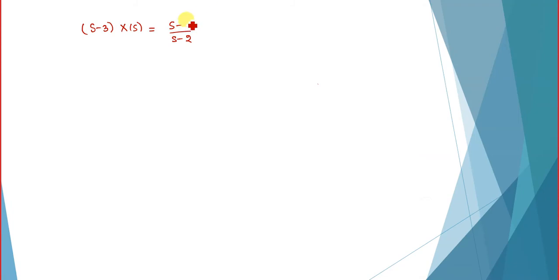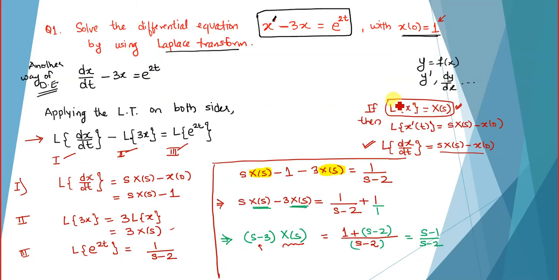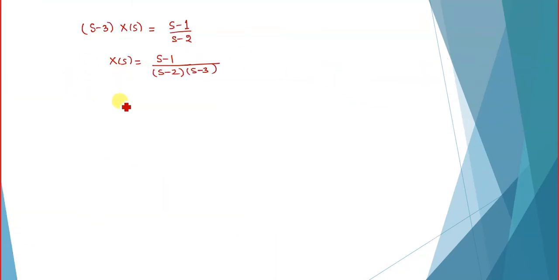Now to get the value of X of s, we divide both sides by s minus 3. So we will get (s minus 1) over (s minus 2)(s minus 3). Now X of s is nothing but the Laplace transform of x, and when we are solving this differential equation, it means we need to find the value of x.